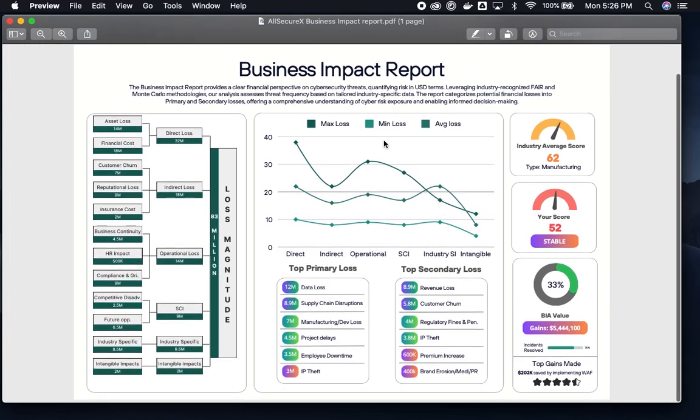So we have the maximum, minimum, and average loss. We have a loss magnitude here in terms of the parent node and the child node, which talks about how this particular loss has been calculated across the asset loss, financial loss, customer churn, insurance cost, compliances, grievances, etc., and how this has been calculated. Similarly, we have a further deep dive into the top primary loss, secondary losses, the industry average score, what your organization score is, and the BIA value.